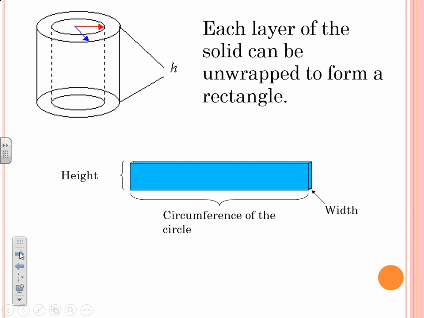So essentially, to find the volume of one of these shells, we've taken it and we've made a nice rectangular prism. How do you find the volume of that rectangular prism? Multiply those three. So the volume of our shells is going to be 2 pi r, that's circumference, times height times width.